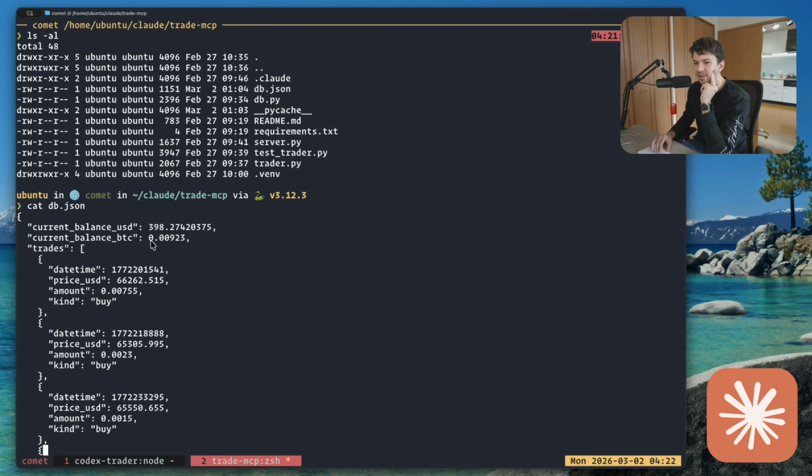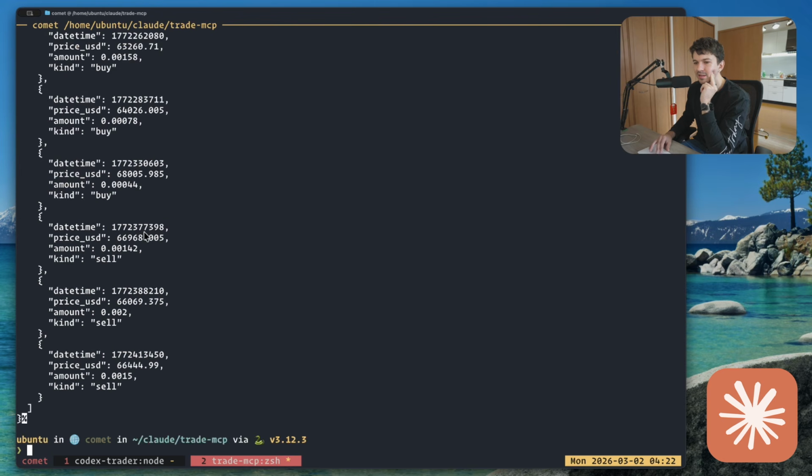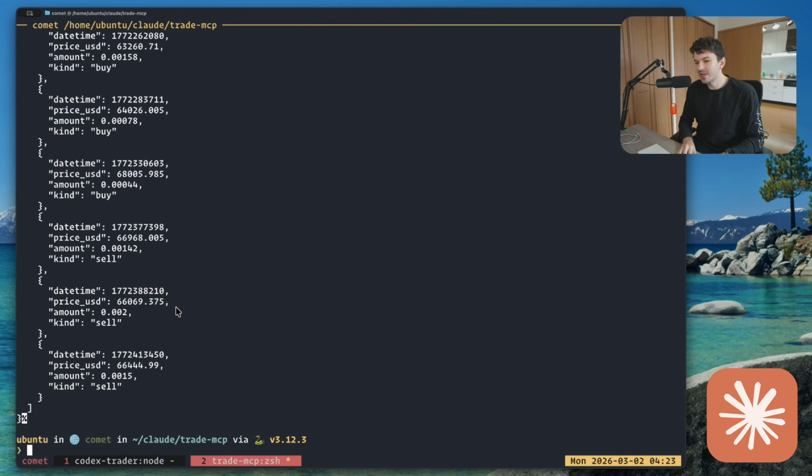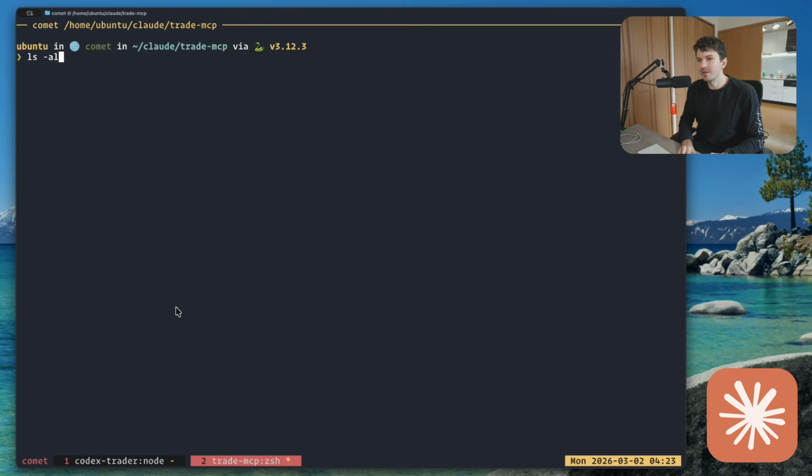So we started with $1,000. Now we have $398 and 0.00923 BTC to USD. Oh, there we go. So far, Claude in 3 days made a profit of $16. It's not bad. So let's also check the memo itself.